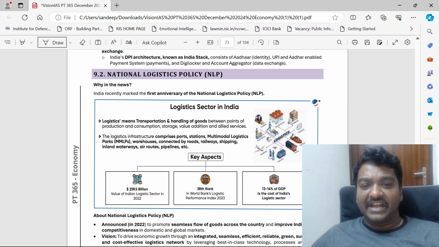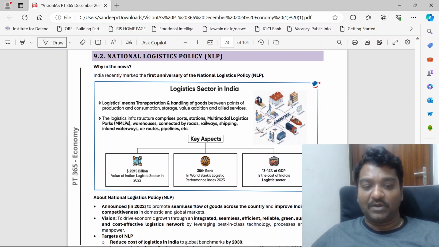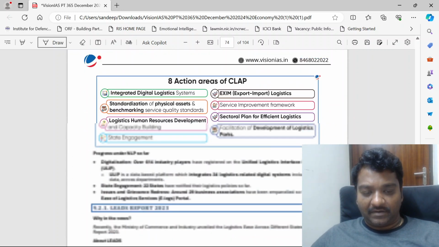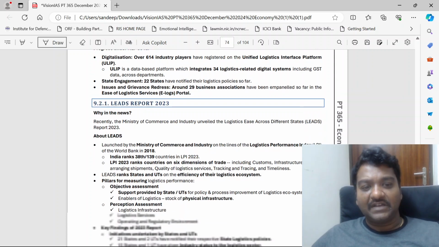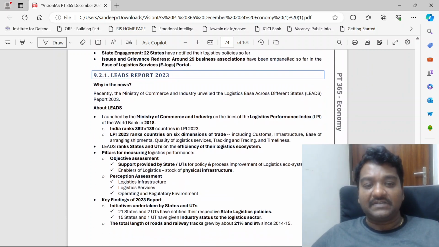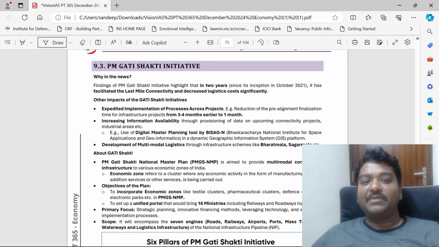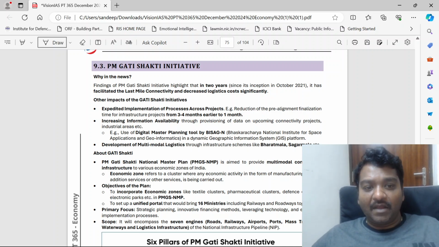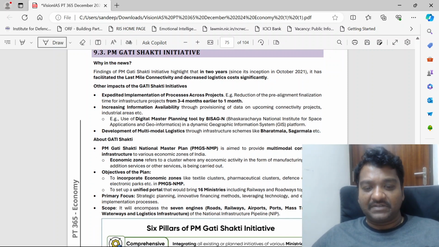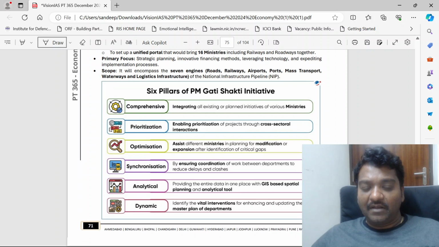Recently India marked first anniversary of national logistics policy. Okay, guess 10 years, 20 years, 40 years, 50 years, these will be important, guys. PM Gati Shakti initiative, which is aimed at increasing the infrastructure. And this is also 2 years, guys. That's why, see, everything has to be done. If they ask you, look at these 6 points, guys.